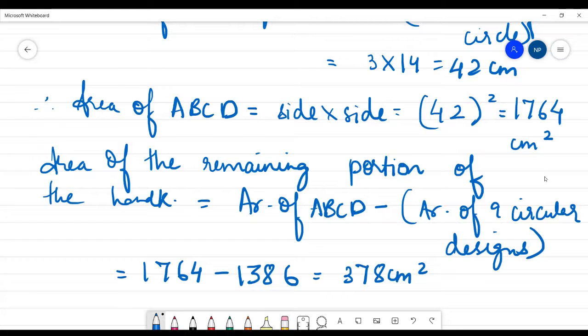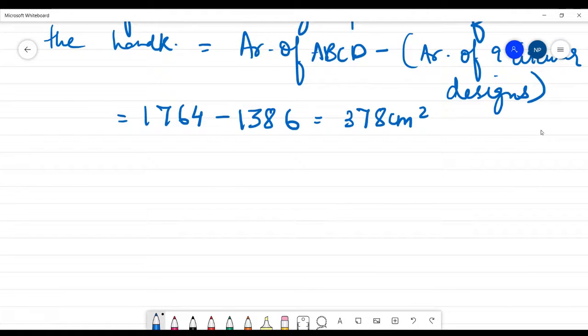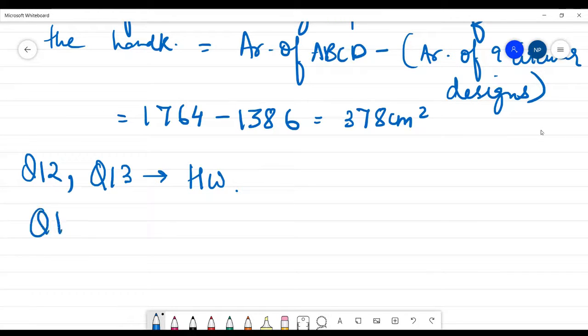This completes your question number 11. After this, we will move on to question number 14. And question 13 and question number 12 are your homework. Okay, this was the question number 11. So question number 12 and question number 13 are your homework. We will move on to question number 14.